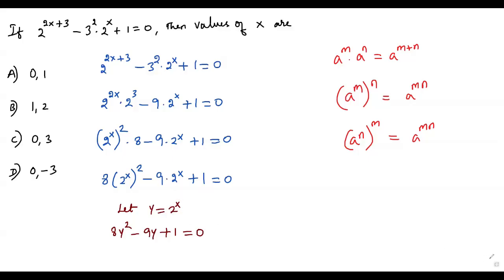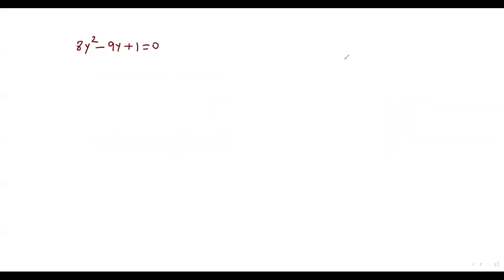Okay, now let me continue this on the next page. This is the quadratic equation we had on the previous page. I think this quadratic equation can be solved by factoring. Further, we have to multiply the constant term, positive 1, by the coefficient of y squared, that is 8. 8 times positive 1 is positive 8.